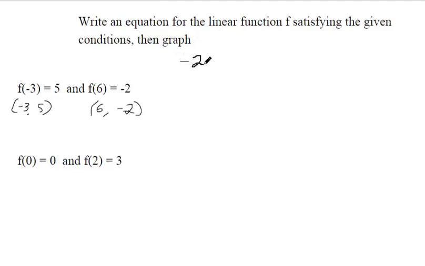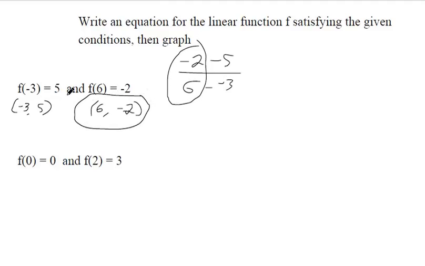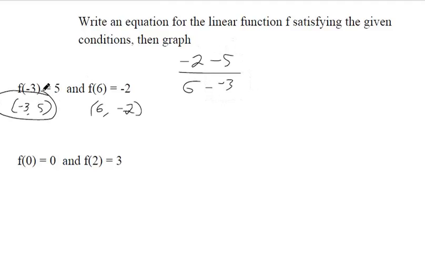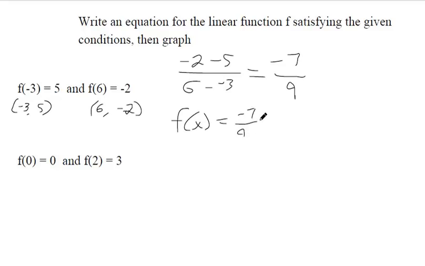We got -2 minus 5, the difference in the y coordinates over the difference in the x coordinates, and you're just going to make sure you keep it in the same order. These are my x and y coordinates from the second point, my x and y coordinates from my first point. And look, it's subtract a -3 here because it's the difference in those coordinates. So in the numerator I got -7, the denominator I've got 9. So this thing has a slope of -7/9, so f of x, that's like our y, equals our m, plus a b that we don't know yet.